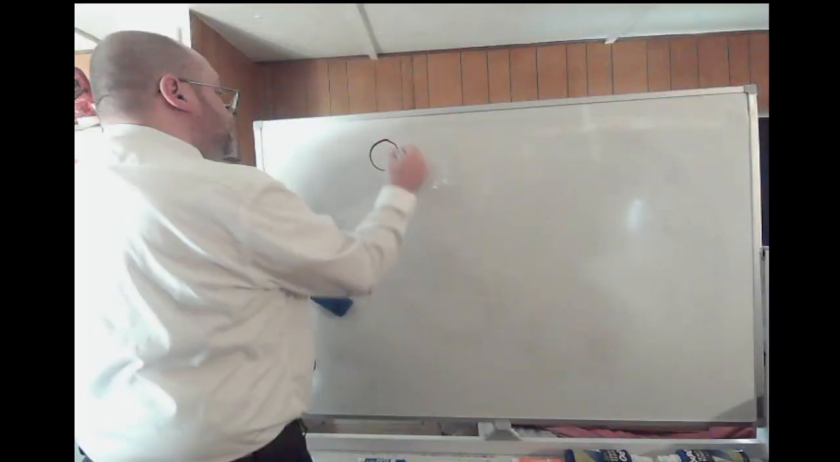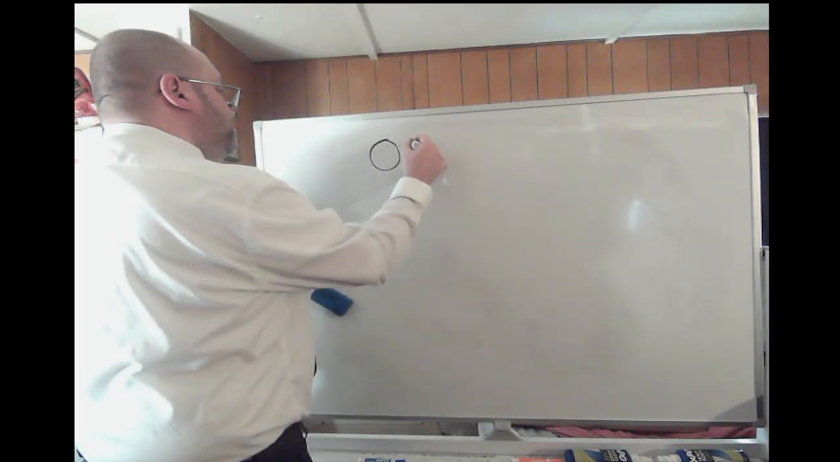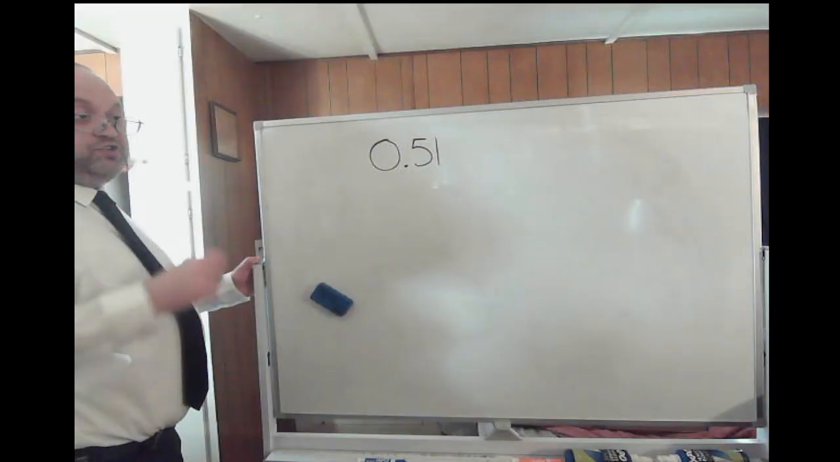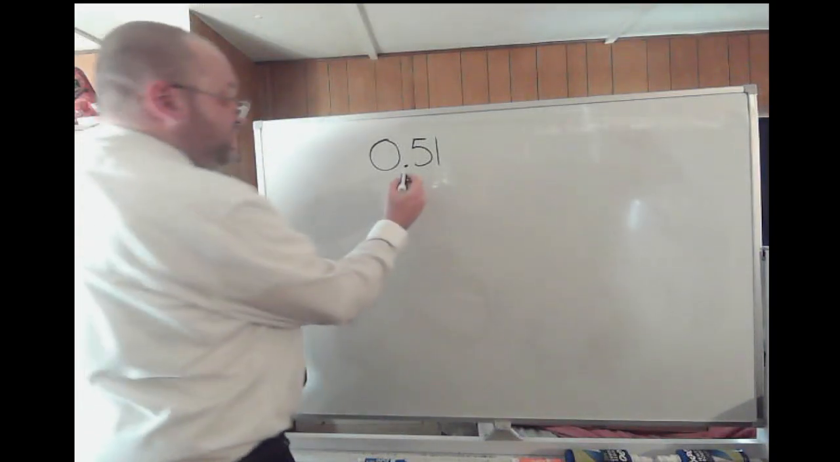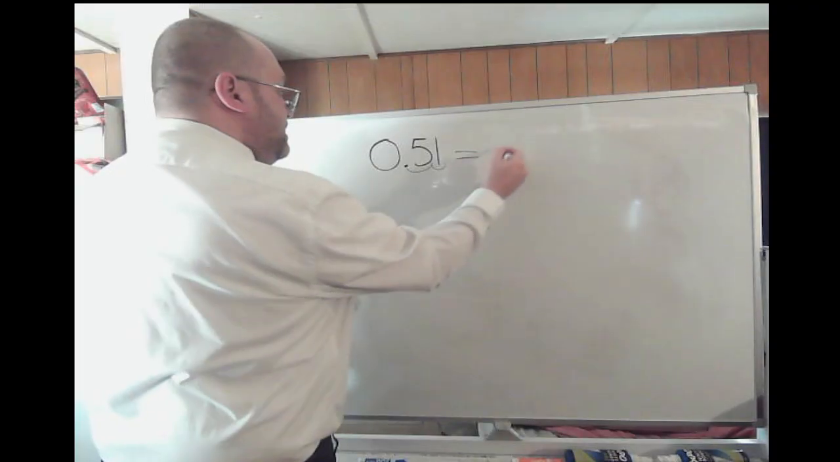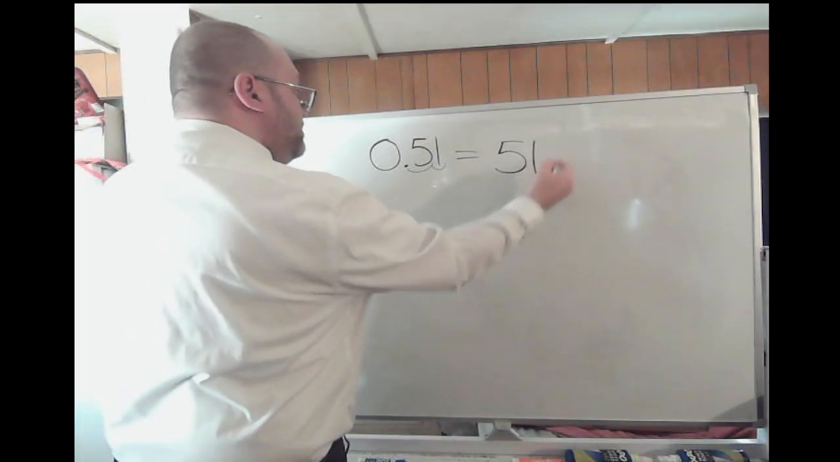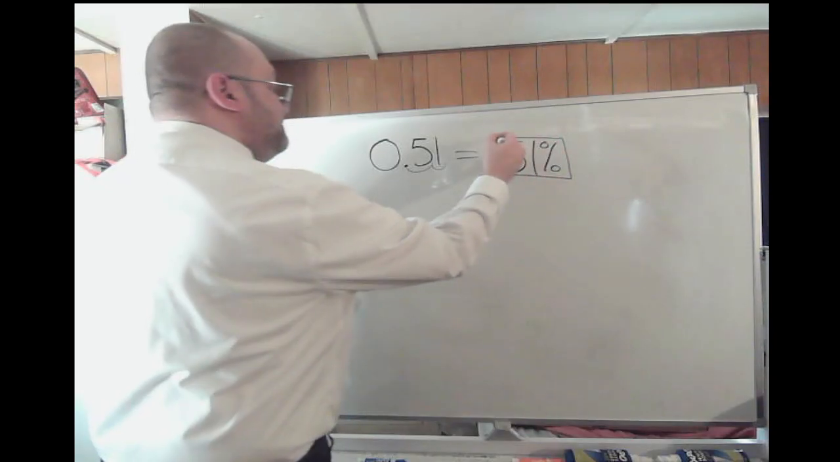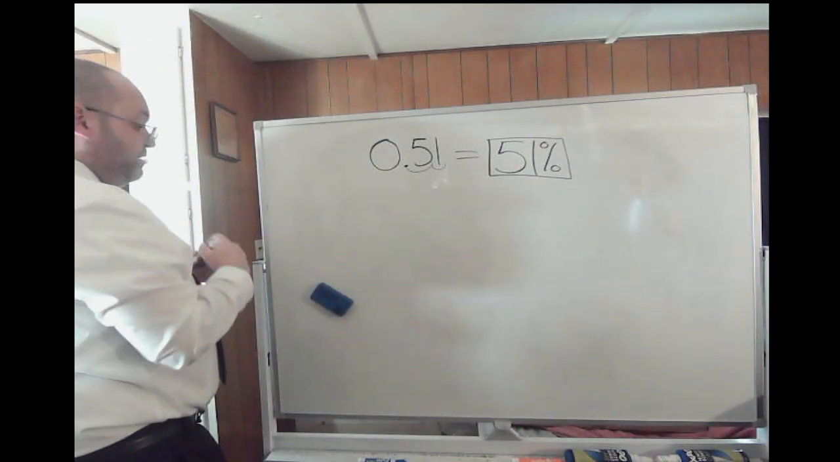Alright, easy one here. We have 0.51 as a decimal. Well, we want to convert this to a percent. All you have to do is move the decimal place 2 to the right. So 1, 2, that equals 51%. You get an answer of 51%. That wasn't so bad.